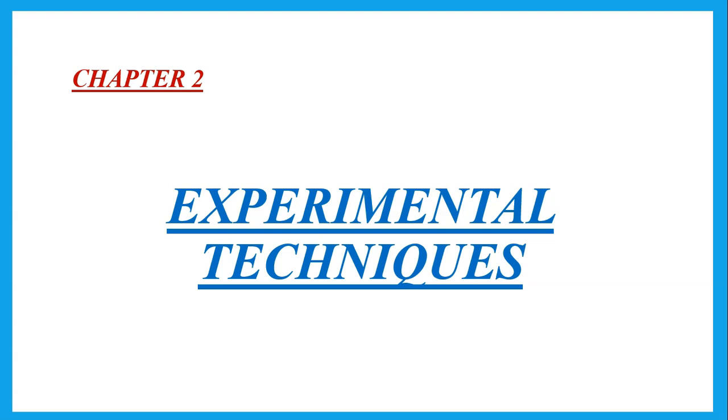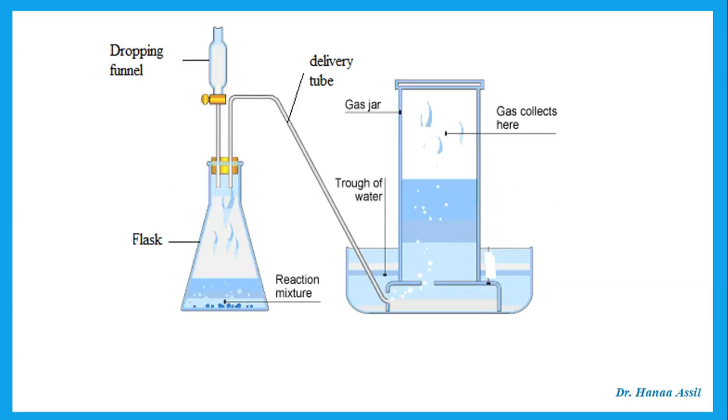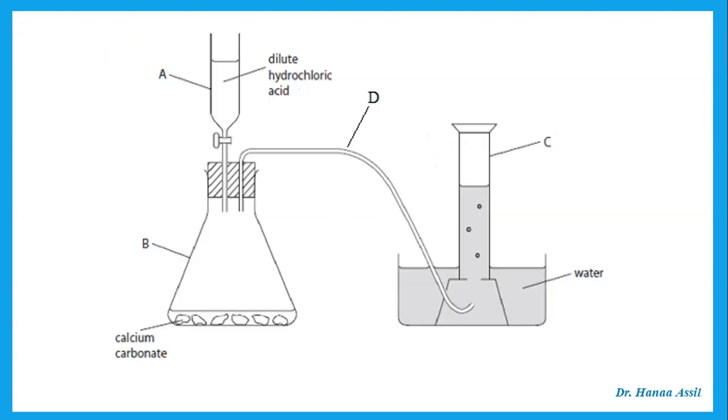Another thing you need to know is the experimental techniques. You should know, first of all, the names of the apparatus. So that apparatus on top is called a dropping funnel, where we add something to the conical flask. There is a delivery tube going from the flask to the trough. Remember that big basin of water that we use in the setup is called a trough. And a gas jar is very similar to a measuring cylinder, but there are no graduations.